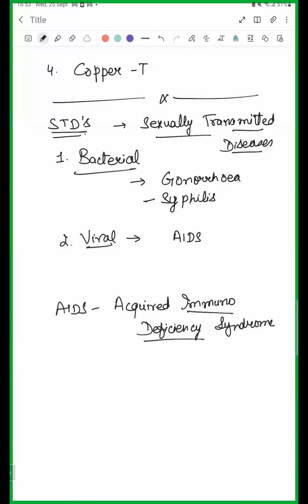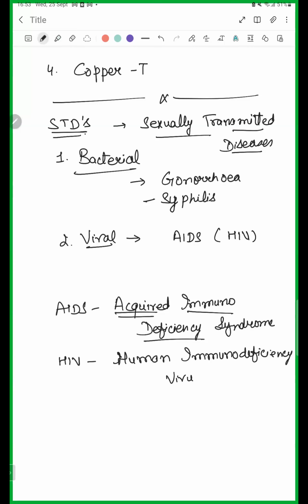So we call this a syndrome. A syndrome is when a person is suffering from a collection of diseases just because of a weak immune system. And we have used the word acquired. It's taken from some other person, from some infected person. So AIDS is caused by the HIV virus. HIV is human immunodeficiency virus. It's a virus which causes deficiency of the immune system in humans.